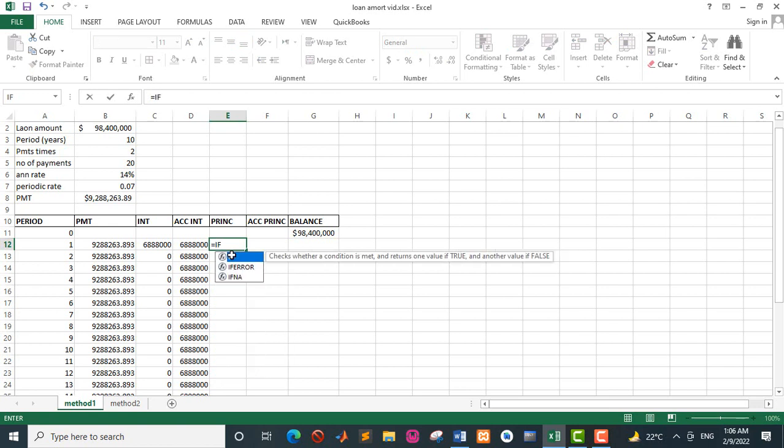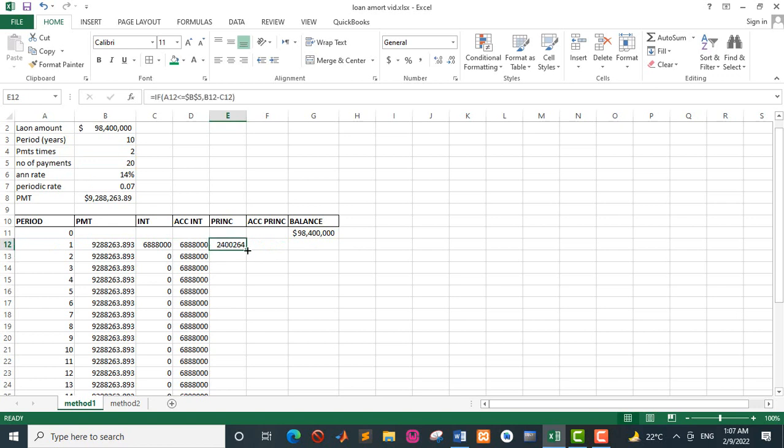Therefore, you say if the period starting from 1 is less than or equals to 20, fix it. What should happen? We should get PMT minus the interest. Press the enter key and double click.